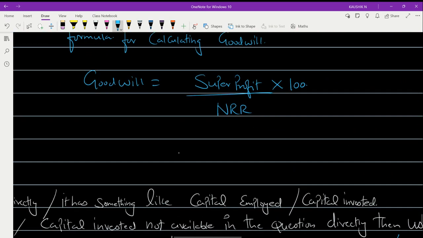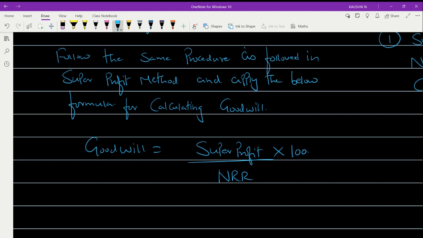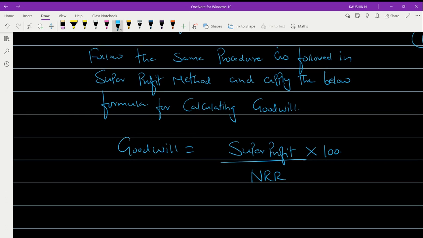But here the formula is goodwill is equal to super profit by NRR into 100. So up to the calculation of super profit, the flow goes in the same pattern. There is no change at all. Only in the last step we are changing it. Can you feel the difference between these two methods, super profit method and capitalization method of super profit? Any changes that you feel?